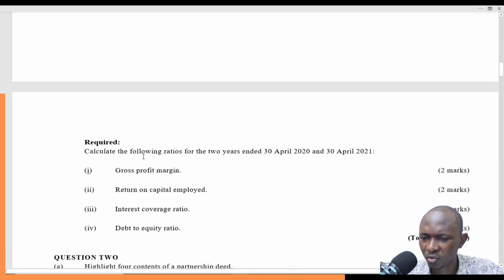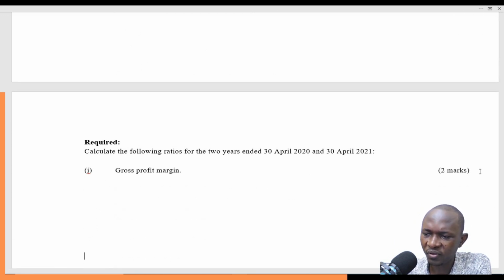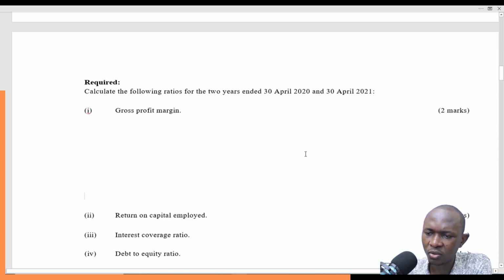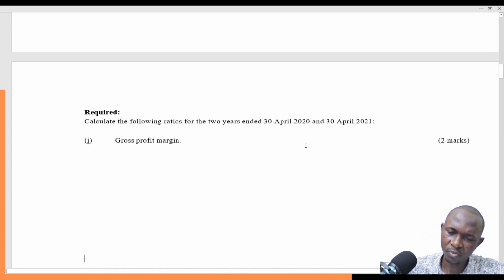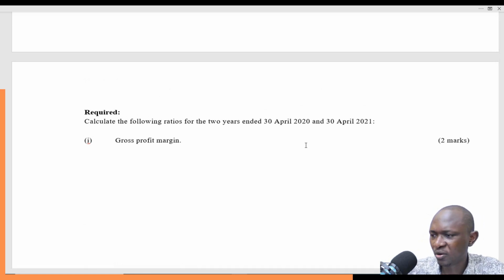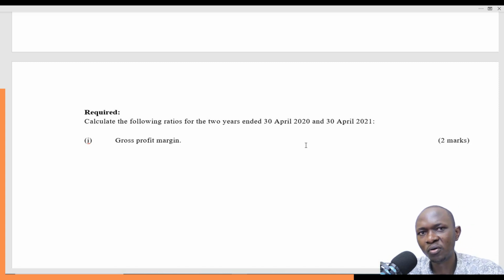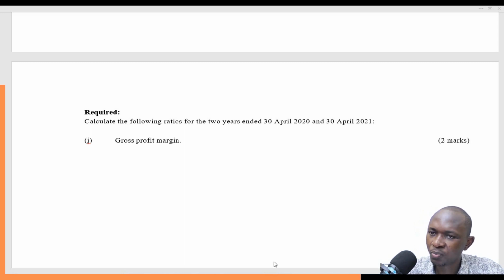So what are we supposed to do now? We are supposed to calculate, number 1, the gross profit margin for the 2 years ended 30th April 2020 and 30th April 2021. So gross profit margin. They don't want interpretation, but possibly they would also have asked for it. But you can see it's just 2 marks. So, let's move on. Gross profit margin.